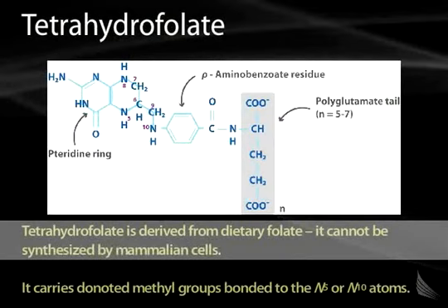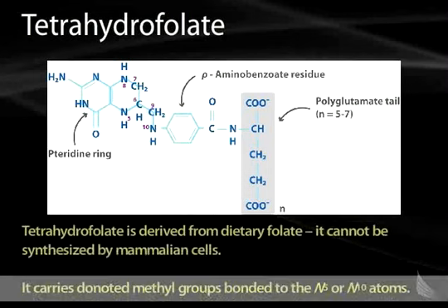Now, one of these carriers is one called tetrahydrofolate. Tetrahydrofolate is derived from dietary folate. We can't make it. We have to consume it in our diet. And it carries donated methyl groups bonded to the N5 or N10 nitrogens, shown here.